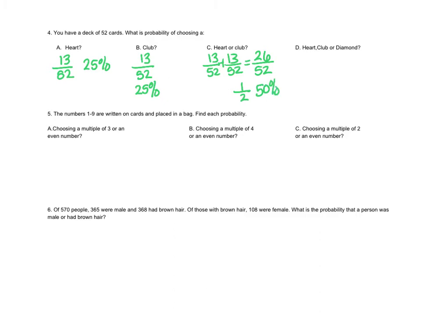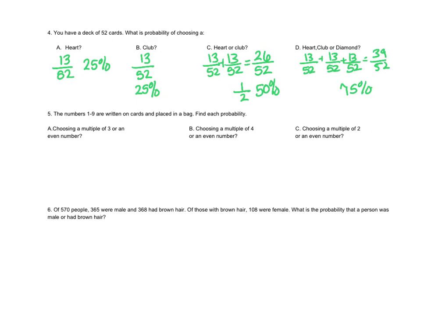Heart, club, or diamond. Well, heart is 13 out of 52. Whoops, 13, silly me. Club is 13 out of 52, and a diamond is 13 out of 52. So 13 times 3 is 39 out of 52. And when we do the division there, we get a 75% chance.